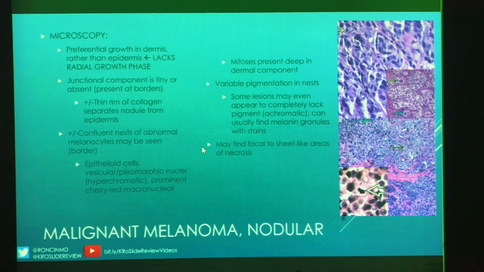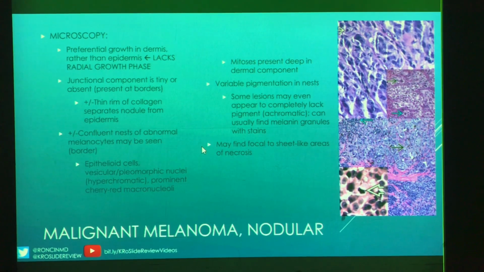You may or may not see confluent nests of abnormal melanocytes, and these are epithelioid type cells. They have vesicular pleomorphic nuclei, as we saw. The nuclei themselves are very hyperchromatic. And what melanoma is known for is this cherry red, dark, deep red macronucleoli. So the nucleoli is large and deep red, but guess what? That is not specific to melanoma.